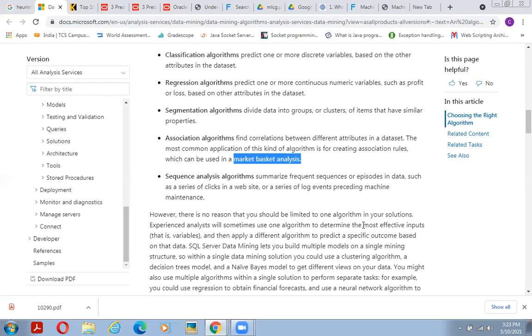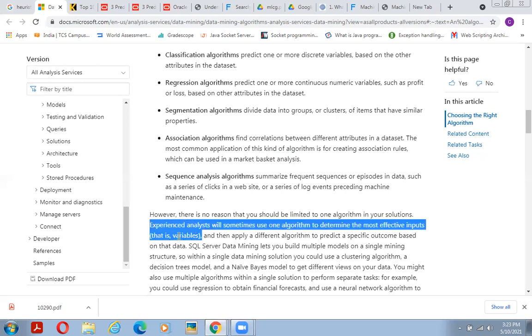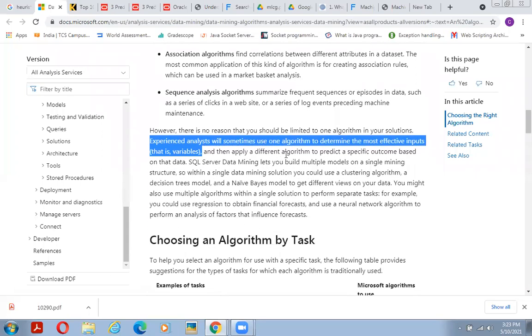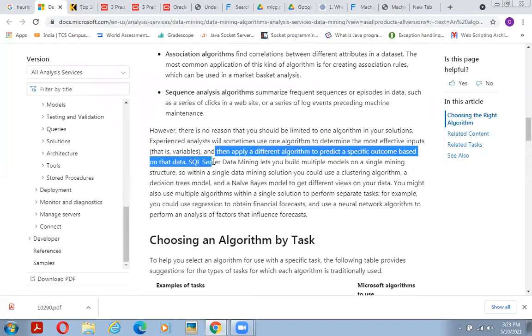How does an experienced analyst work? First of all, they use one algorithm to determine the variables. An experienced analyst will sometimes use one algorithm to determine the most effective input, that is the variable, and then apply a different algorithm to predict a specific outcome based on that. So first of all, we will pick an algorithm depending upon the objective, and we will try to derive our variables, and then we will apply different types of algorithms to predict the outcome on the data.